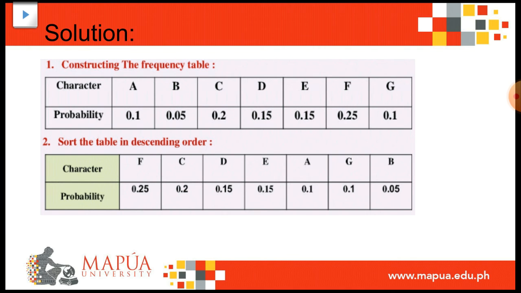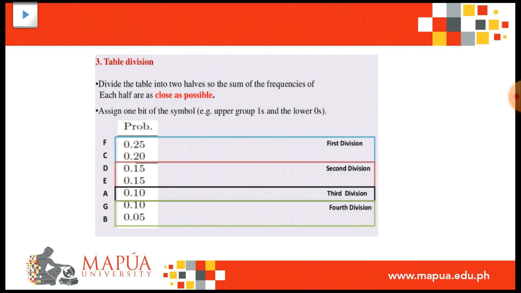So the solution is first the constructing of the frequency table. It's like the Huffman's method. We have the character and also the probability, and each character has corresponding values from A to G. So next step is sort the table in descending order from F to B. The next is the table division. Let's divide the table into two halves so the sums of the frequencies of each half are as close as possible. And also assign 1 bit of the sample.